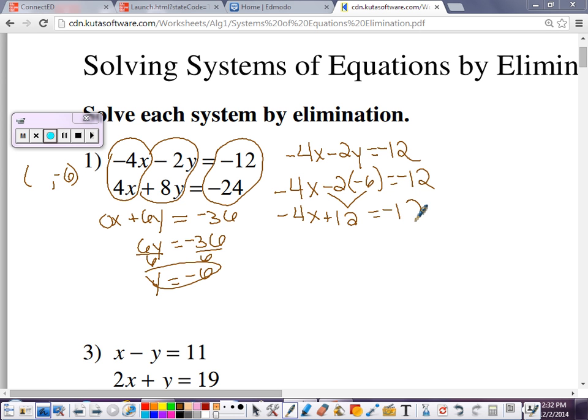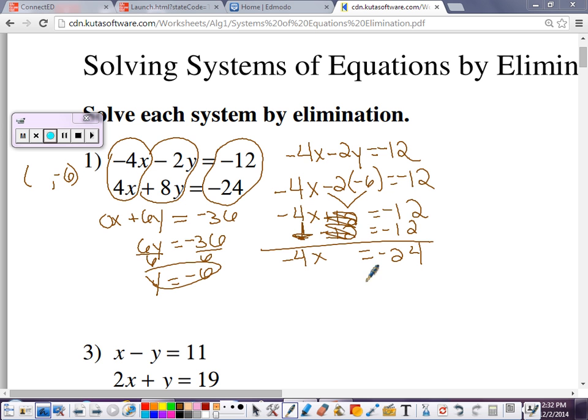And then I'm going to go ahead and solve. I have plus 12 over here. I want to get rid of this plus 12, so I'm going to subtract 12 from both sides. This negative 4x, excuse me, will just drop down. Plus 12, take away 12 is 0. The equal sign drops down. Negative 12 minus 12 more is negative 24.